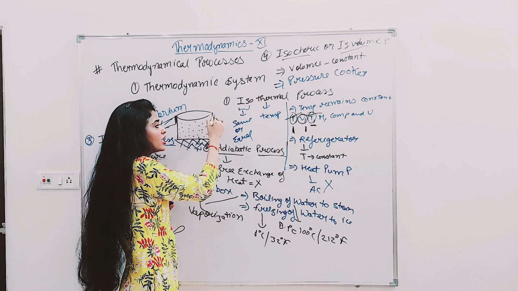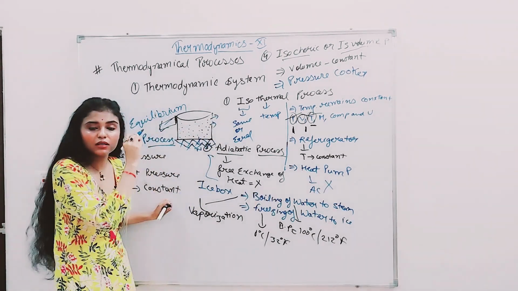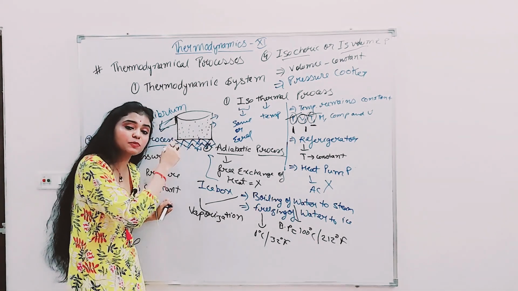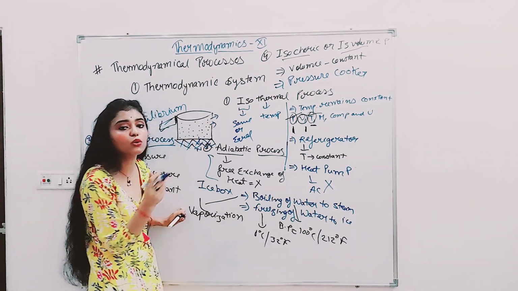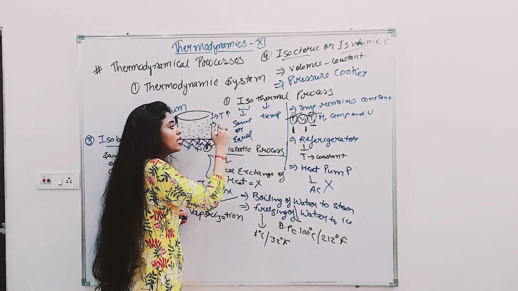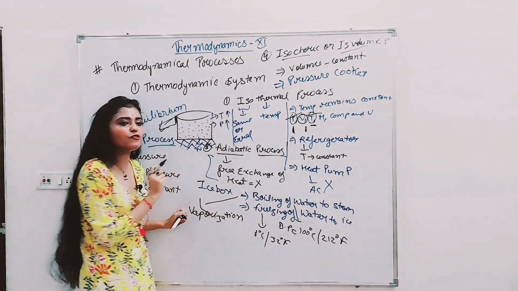there will be a change in two parameters. The air inside this pressure cooker, its temperature and pressure, will rise rapidly, so there will be an increase in temperature and an increase in pressure once you put that pressure cooker on a flame.